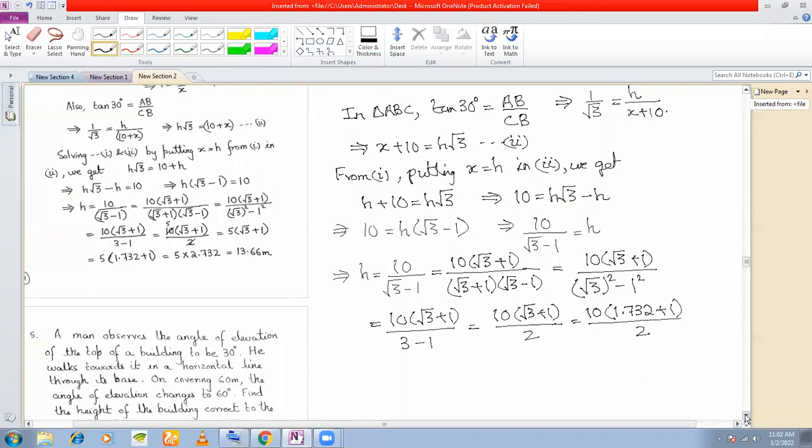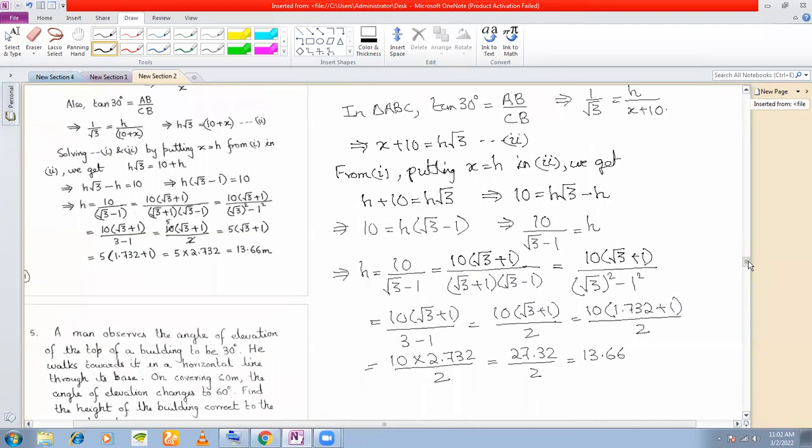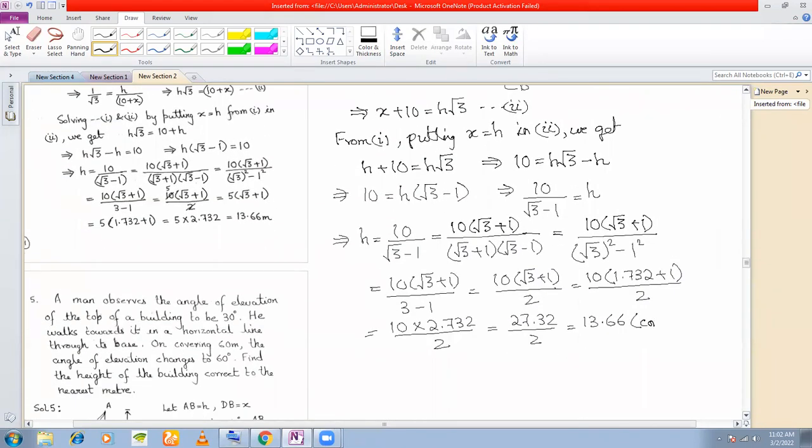Now the advantage of not cancelling here is because we have a 10 in the numerator and we can multiply easily any decimal number with 10, right? So you get 10 into 2.732 divided by 2. Now you can multiply 2.732 with 10 to get 27.32 divided by 2. Now if you divide this, you will get 13.66 and so on, this 13.66, right? And they have asked you the answer correct to 2 decimal places. So we have got the answer correct to 2 decimal places.